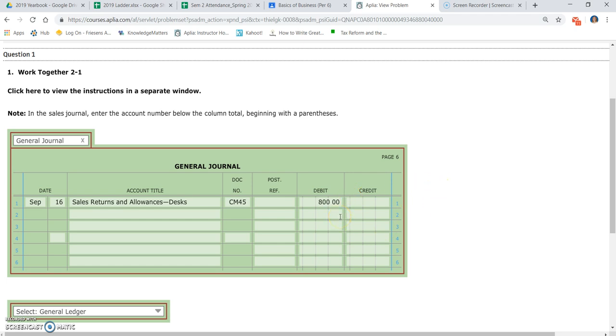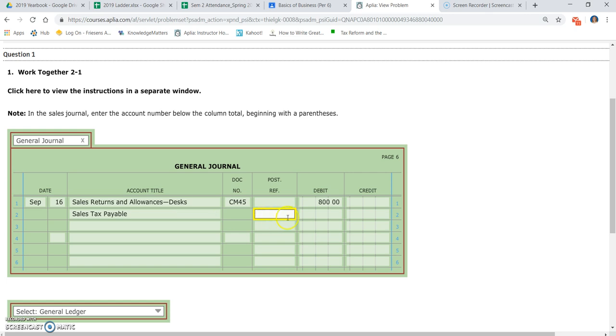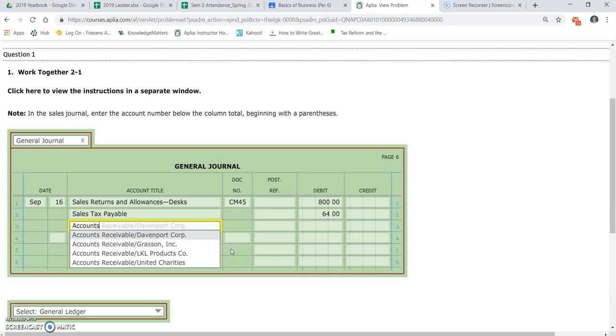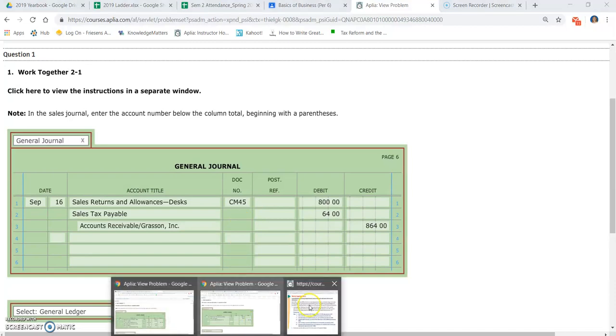Our other debit is going to be to sales tax payable, because remember, sales tax has a normal credit balance, so if someone returns something, it's going to be debited. As a reminder, we don't break sales tax down into chairs and desks simply because that money is not ours to keep. It goes to the government, so we only have one sales tax. 800 times 8% is $64, so that's how much goes to sales tax. Our credit is going to be to the accounts receivable account for Grasson. Because they no longer owe us this amount, it gets taken out of their accounts receivable for a total of $864. So that is how we do a return of a sale from one of our charge customers. Pretty easy.